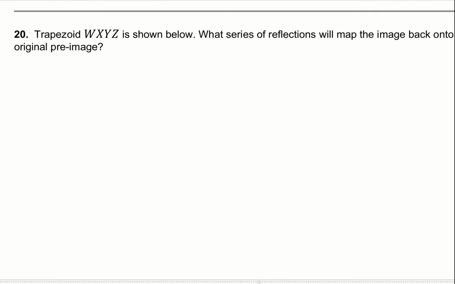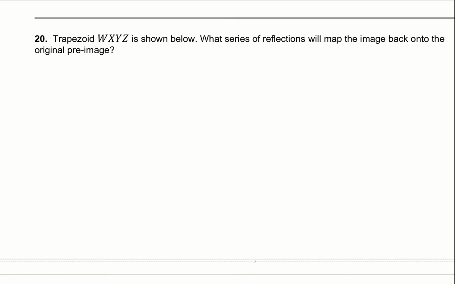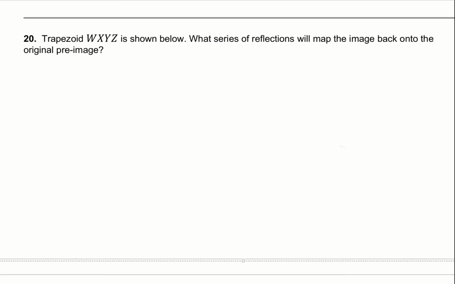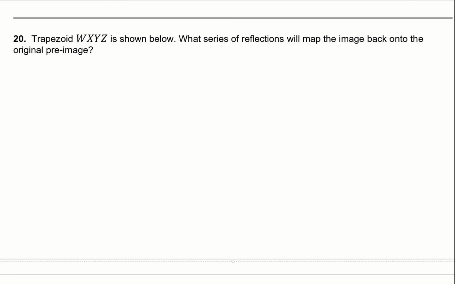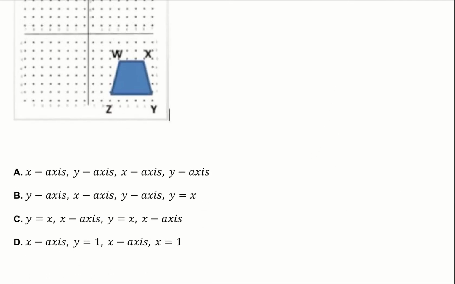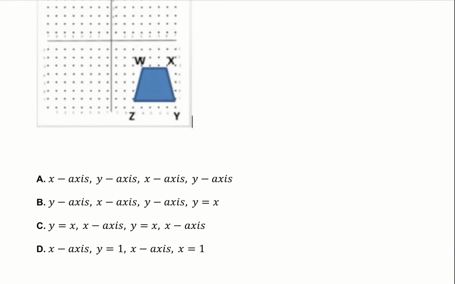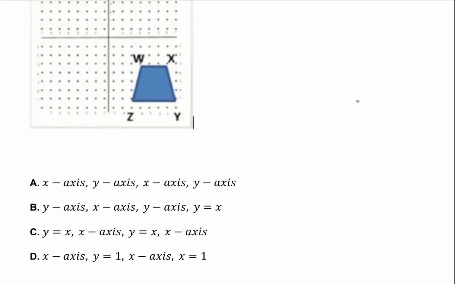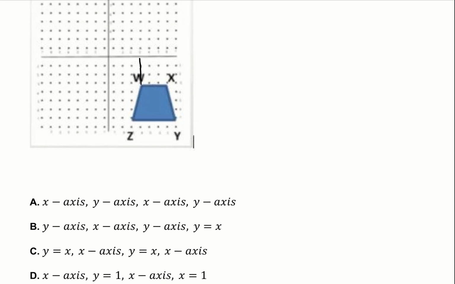All right, last problem. Trapezoid WXYZ is shown below. What series of reflections will map the image back onto the original pre-image? Okay, so this is our trapezoid. If we reflect about the x-axis, let's go ahead and do that. So reflect about the x-axis first. We got 1, 2, 3 units there. So it's going to be 3 units here. That's going to be W prime. We'll just call it W prime. And then 1, 2, 3.